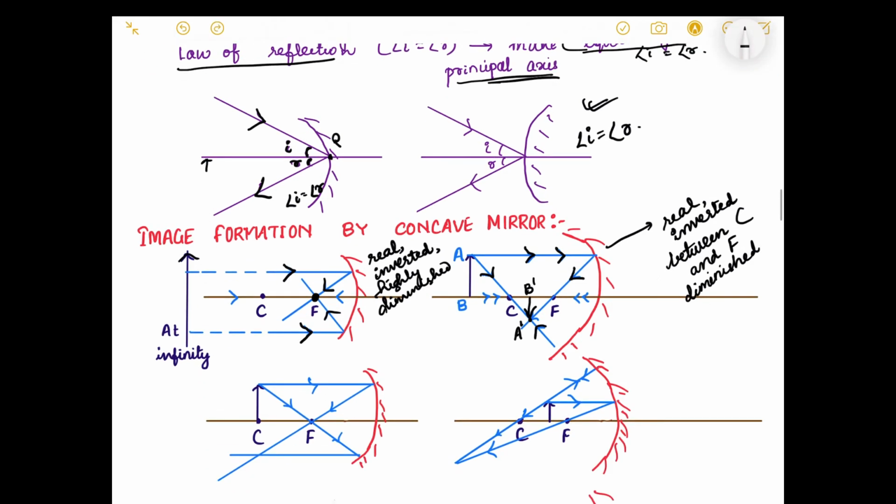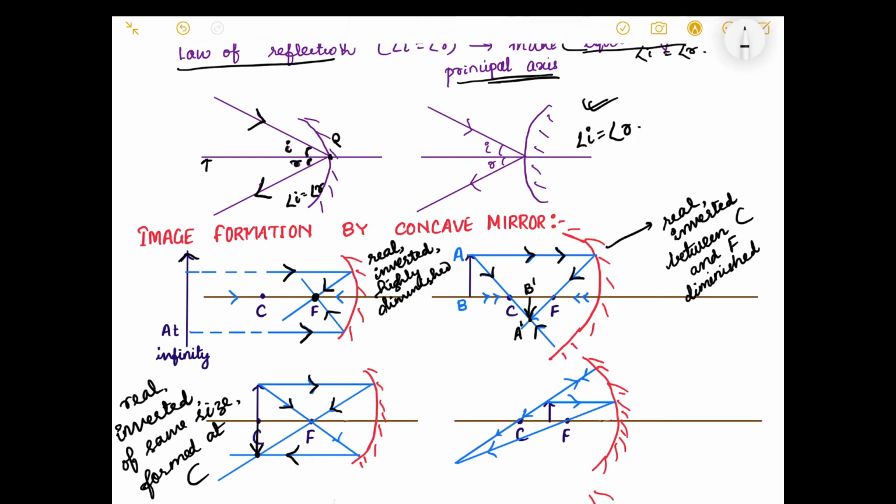Now let us consider the case in which the object is at the center of curvature. Suppose this ray starts from the top and it is parallel to the principal axis. After reflection it passes through the focus, and this ray, it passes through the focus and is reflected parallel to the principal axis. So these two rays, they join here. So if I draw its image, it will be this. So it is inverted, it is real, it can be obtained on a screen, it is of same size as object, and it is formed at C.